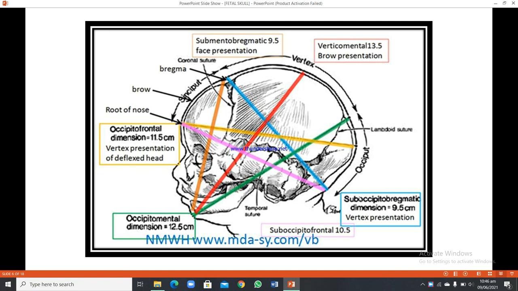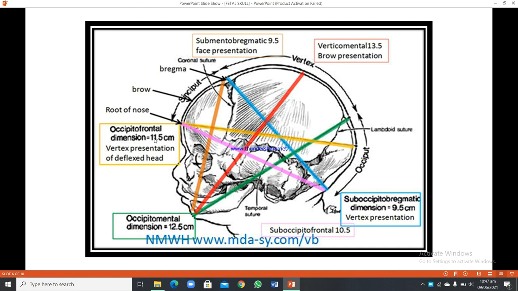Now on this side, the suboccipitobregmatic diameter, from the occiput to the bregma, is the most favorable diameter, 9.5 centimeter, which is also called the vertex presentation, and this is a favorable diameter for the normal delivery of the fetus. Occipitofrontal, from the frontal to the occiput point, is 11.5 centimeter, and this is the vertex presentation of the deflexed head.